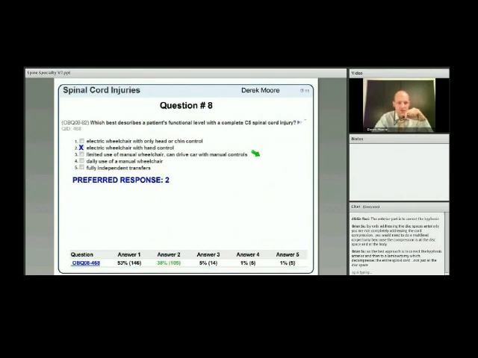So going back to the question, which best describes a patient's functional level? If he's a C5 level, the best answer here is 2, electric wheelchair with hand control. I was surprised that most of you got answer 1, which is electric wheelchair with head or chin control only. That would describe somebody who has an injury level of either C1 to C4.